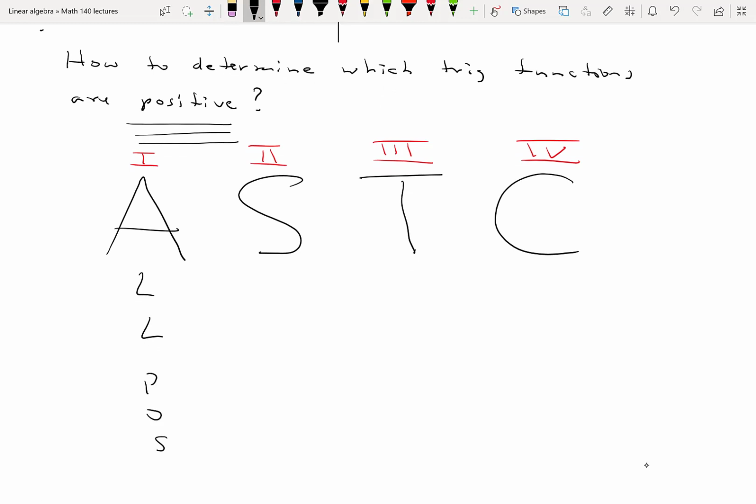In quadrant 2, the sine and 1 over the sine, the cosecant, are positive. So the rest are negative. So in quadrant 2, the sine is positive and the cosecant's positive. So what's the tangent in quadrant 2? Well, it's not a sine or a cosecant, so the tangent must be negative. The cotangent must be negative.